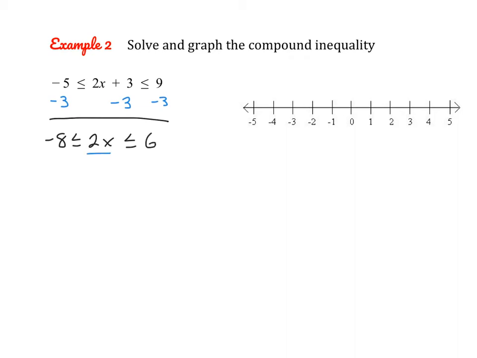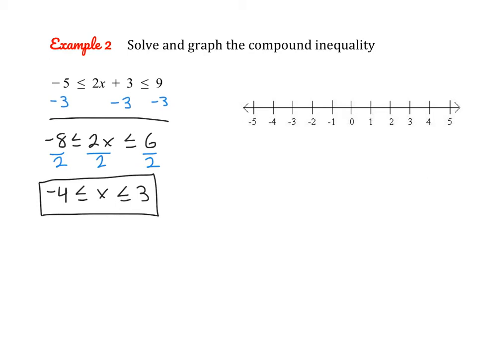And then, of course, our next step would be dividing by 2, so we're going to do that here as well. Negative 4 is less than or equal to x is less than or equal to 3. And we are all set, and this is our answer.